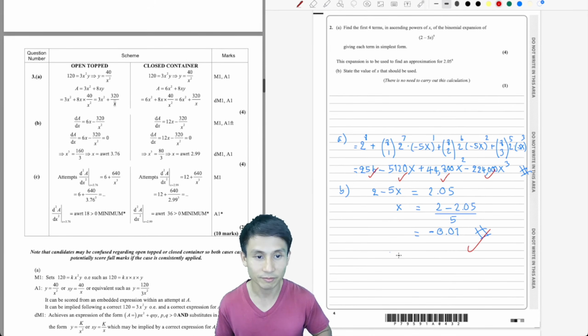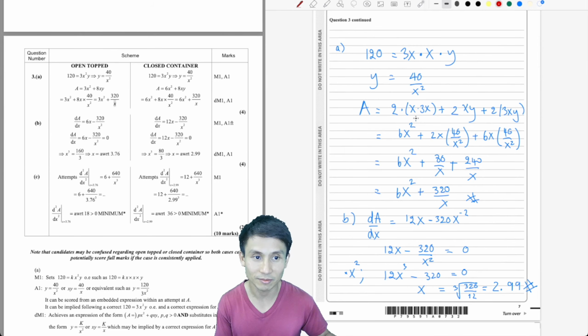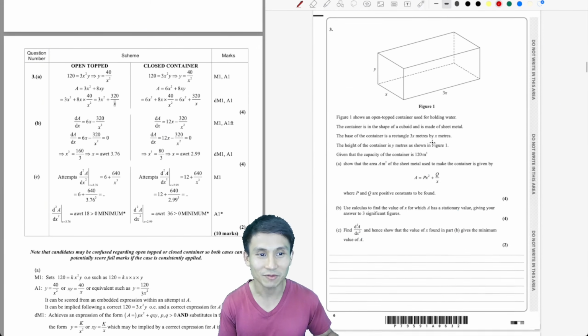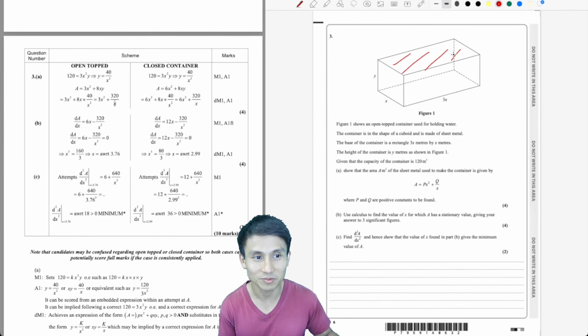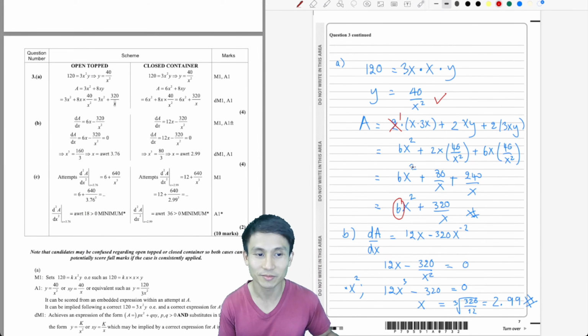Number 3. Okay, so number 3a, it's y equals 40 over x squared, and then I got this one. This one is off by a factor of 2. Okay, so I missed something. The surface area. I think I know. I forgot that there is no lid. This is an open top container. And somehow I got 2 of these, so this is wrong. This one should be 1.